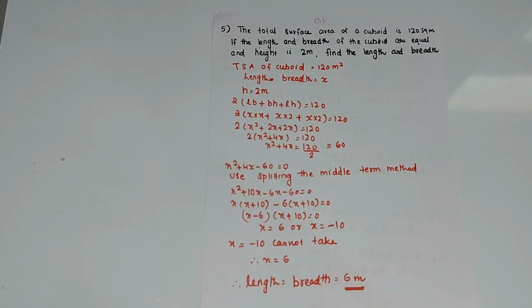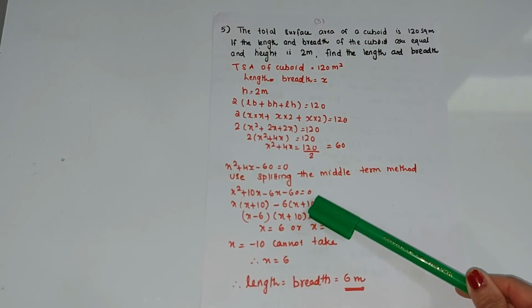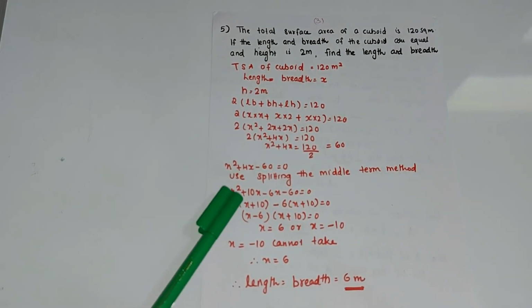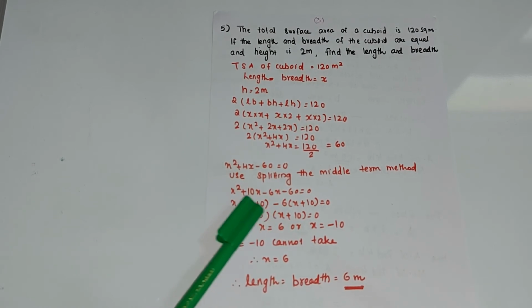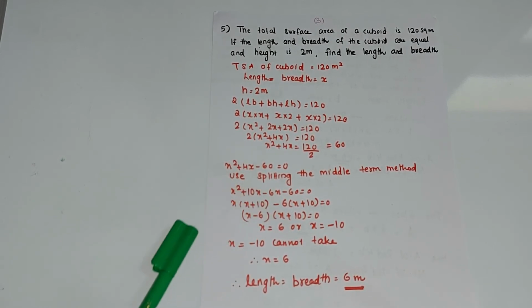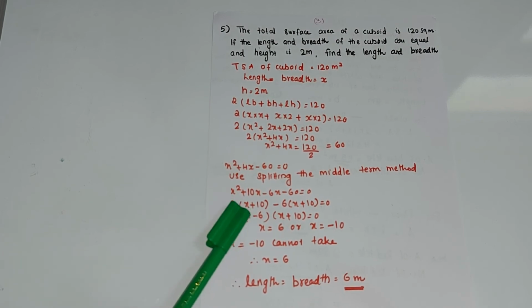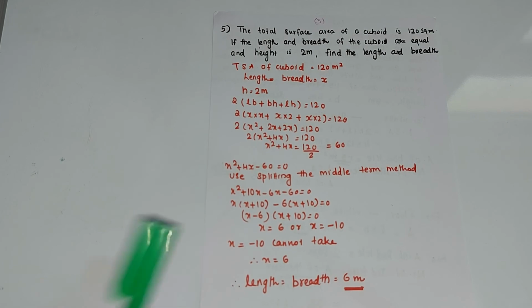So here 4x I wrote as 10x minus 6x. So x square plus 10x minus 6x minus 60 equal to 0. In the first two terms I took x outside, so x into x plus 10 minus 6 into x plus 10 equal to 0. Here x plus 10 is common, so I took x plus 10 outside, so x minus 6 into x plus 10 equal to 0. So I got the value of x as 6 or x equal to minus 10. But minus 10 I cannot take because it is negative. Negative value will not be the measurement of a length or breadth. So I took x equal to 6. So the value of length equal to breadth equal to 6 meter.